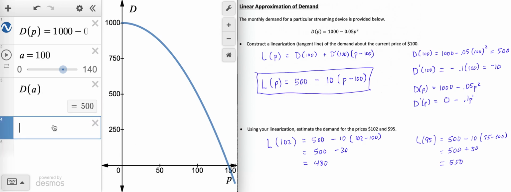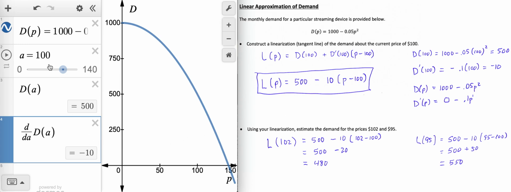Next, we're going to look at the derivative. So I'm going to do D, and then we're going to divide by dA. This is the derivative with respect to A of the demand function at A. Here I'm just doing the derivative of the demand function evaluated at A, which is 100. So this is the derivative of the demand at 100, which is negative 10. That's where we have the negative 10 as the derivative, and it goes in the linearization here.